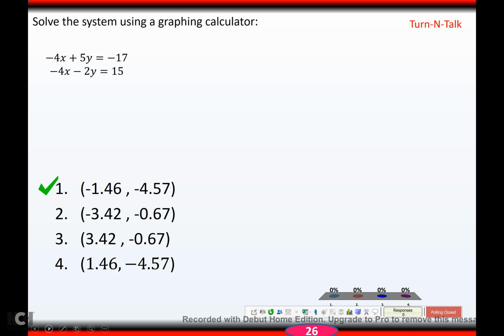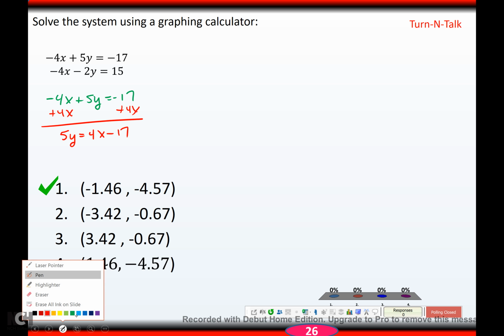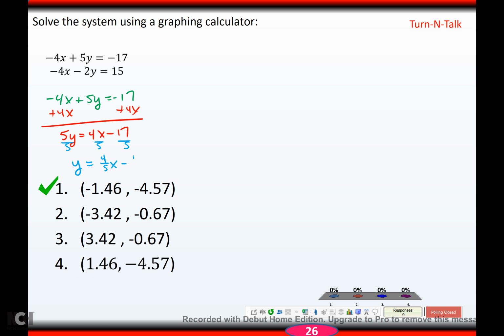And hopefully you got one. Alright, on top here, if I get y alone, negative 4x plus 5y equals negative 17. Add 4x, I get 5y equals 4x minus 17. Divide by 5, y equals 4/5 x minus 17/5.